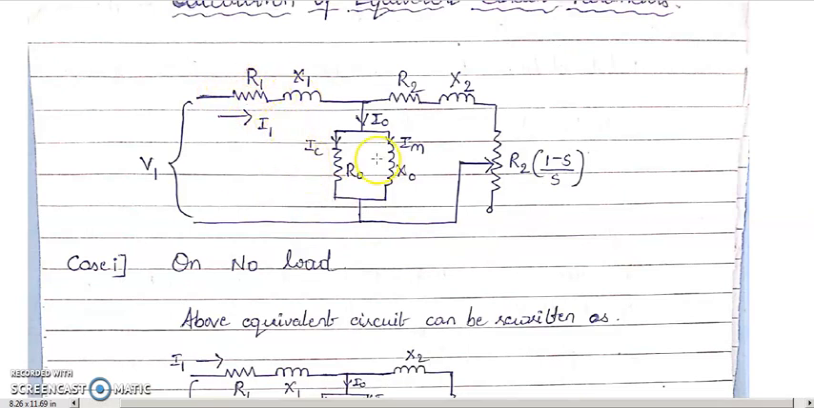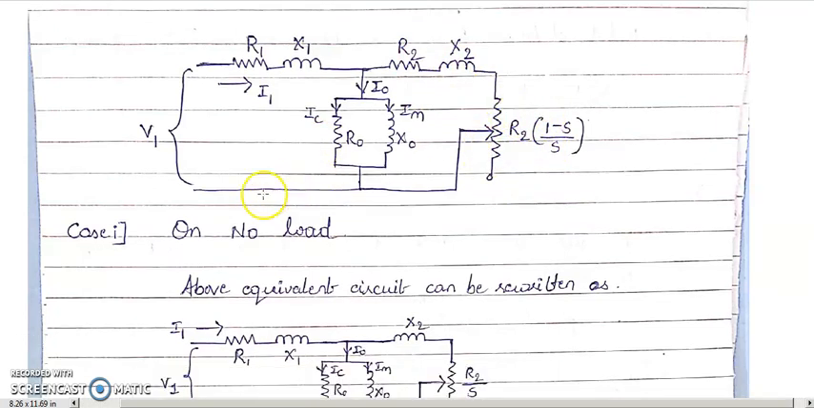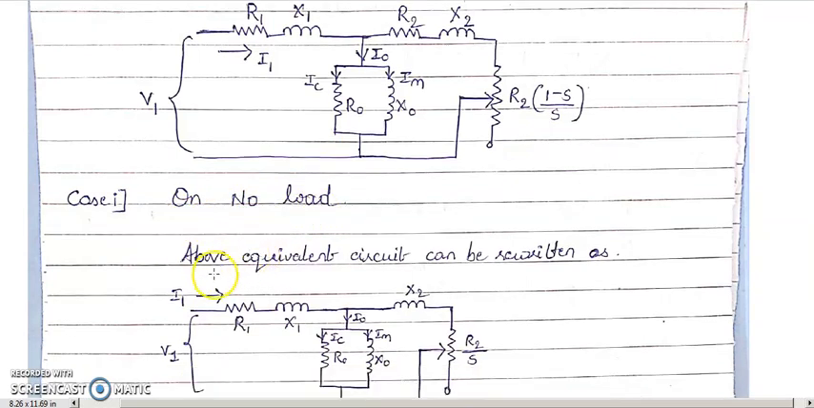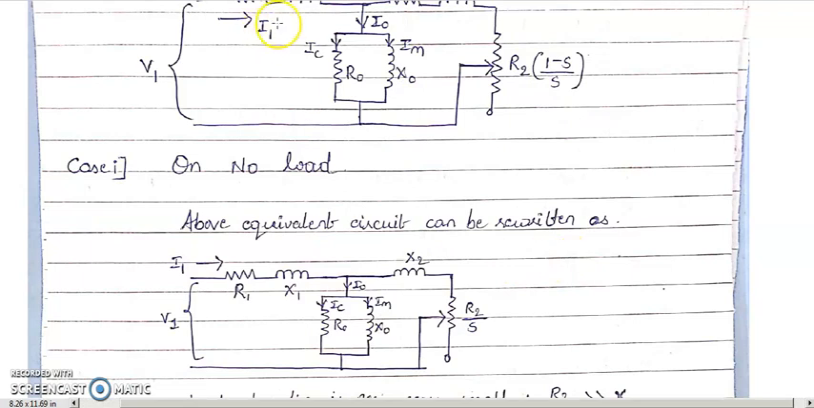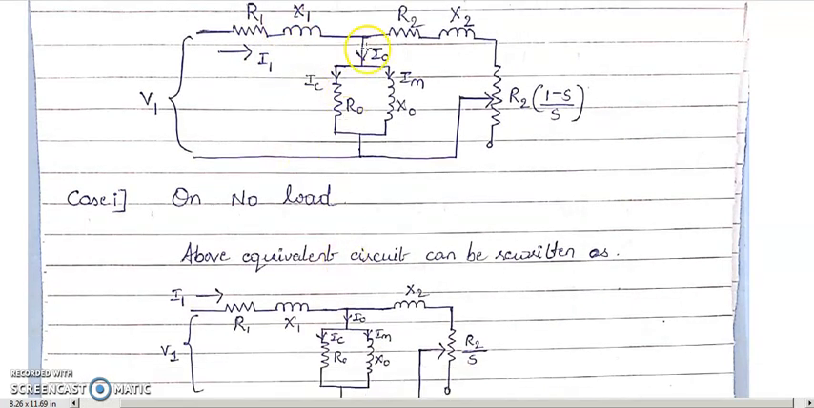You know this is a stator circuit, this is the excitation circuit, this is your rotor circuit, and this is your load. So first I'm going to consider case 1, that is the no load condition. On no load condition, the above equivalent circuit can be rewritten. This R1, X1 shall remain the same, I0 shall remain the same, ICM as well as R0, X0.